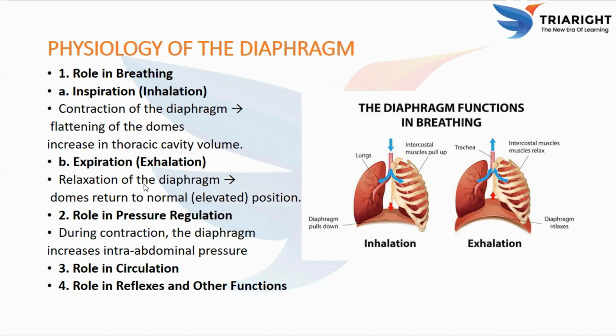So the next role in breathing is expiration, nothing but exhalation. During exhalation, the diaphragm relaxes. It moves upward to its dome shape again. This reduces the space in the thoracic cavity. As the volume decreases, the air pressure inside the lungs increases and the air is pushed out.